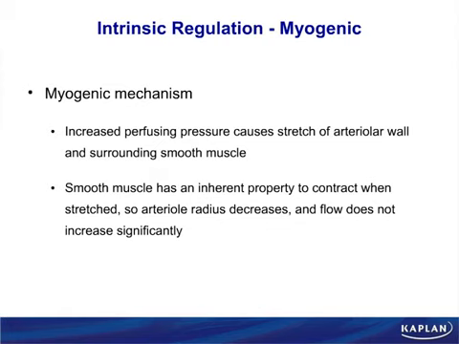So if the pressure is going up and the arteriole constricts, this will keep blood flow relatively constant. If pressure goes down and the blood vessel dilates, then this will keep blood flow relatively constant. Hence the term autoregulation. Now both myogenic and metabolic mechanisms occur.